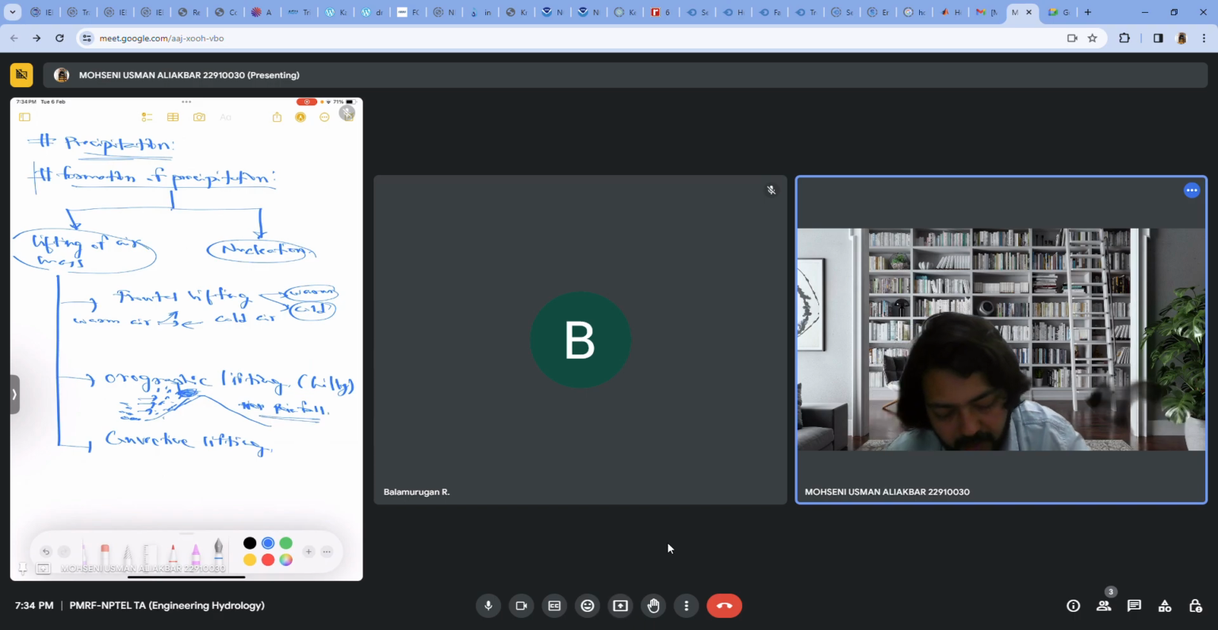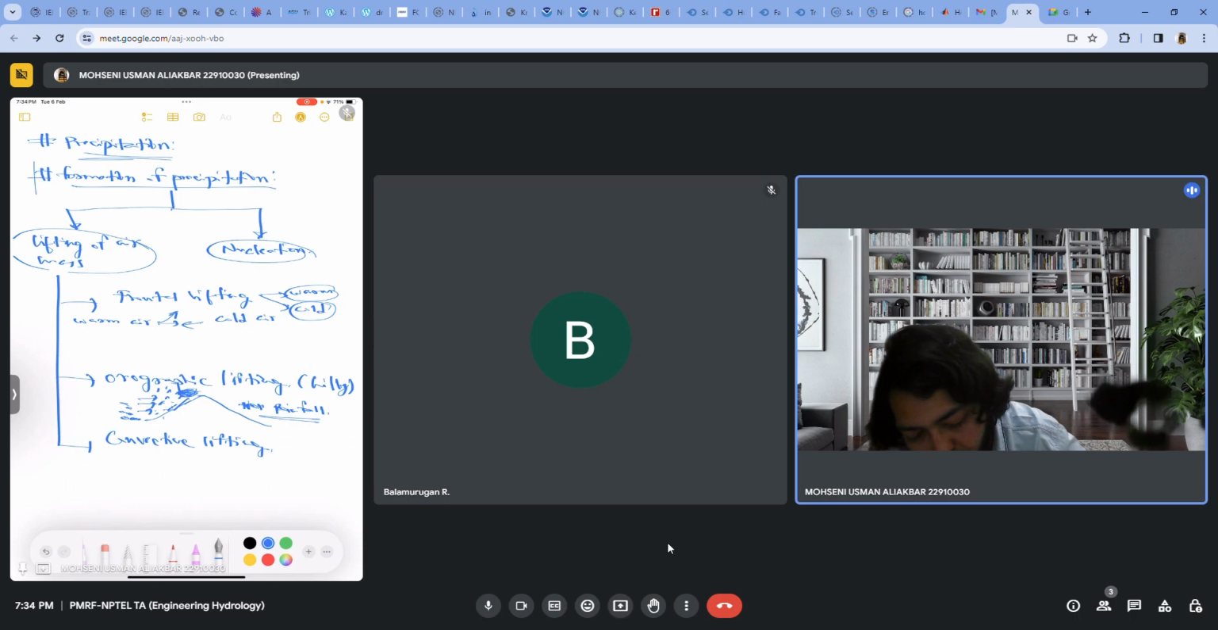So this is happening because of difference in elevation. So this kind of process is called orographic lifting. So the first one, frontal lifting, is because of difference in pressure, and this is difference in elevation. Now the last one is convective lifting.